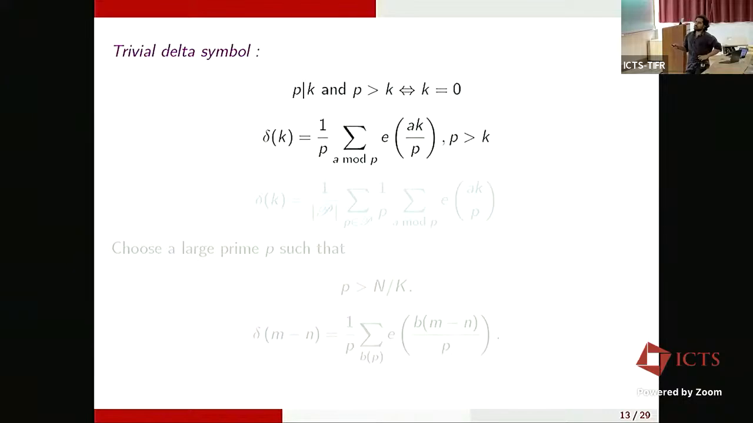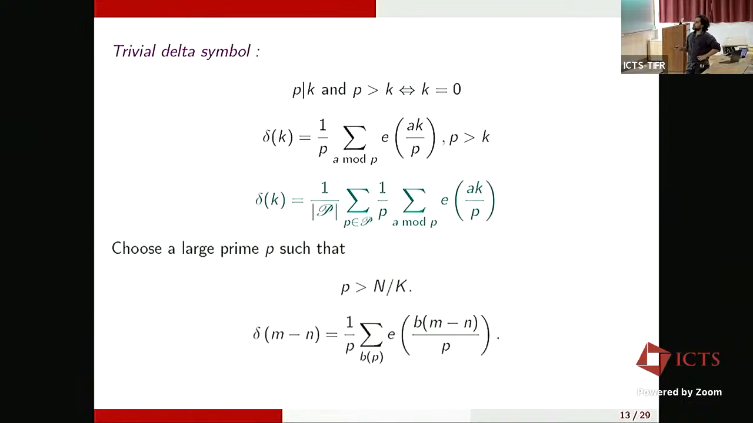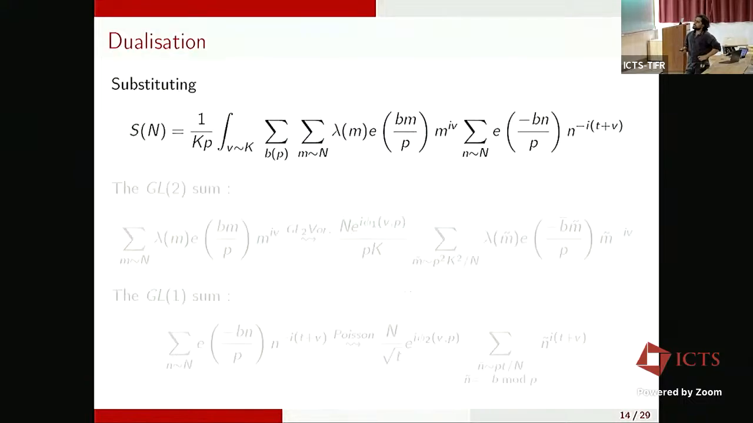It turns out this is all we need to get sub-Weyl. Of course, you can also have this extra average over the moduli, which was used in previous work to obtain Weyl bounds, but we will see we don't really need this average as well. Okay, so since our size of this k is capital N by capital K, we have to choose our modulus to be at least this. And then if p is bigger than this, we have the following delta symbol expansion. And we substitute this expansion in our sum.